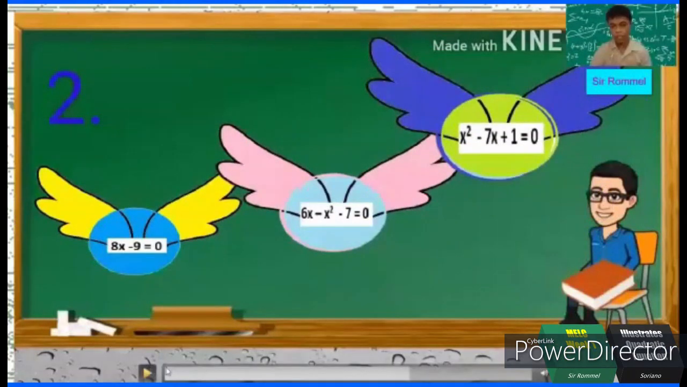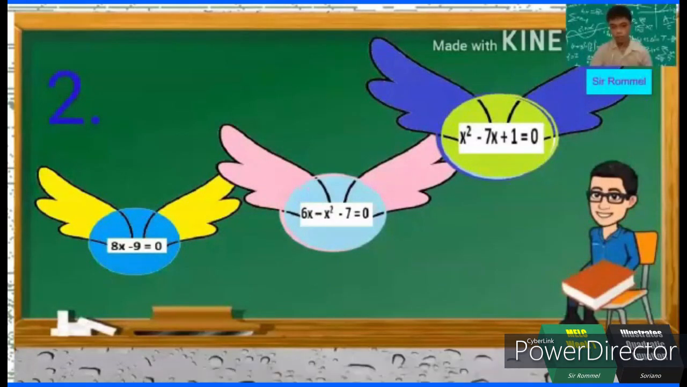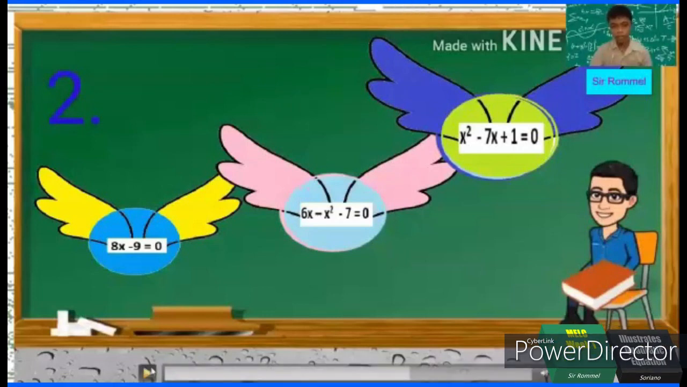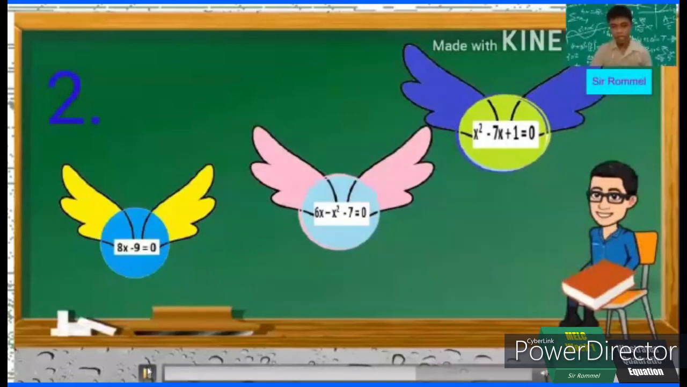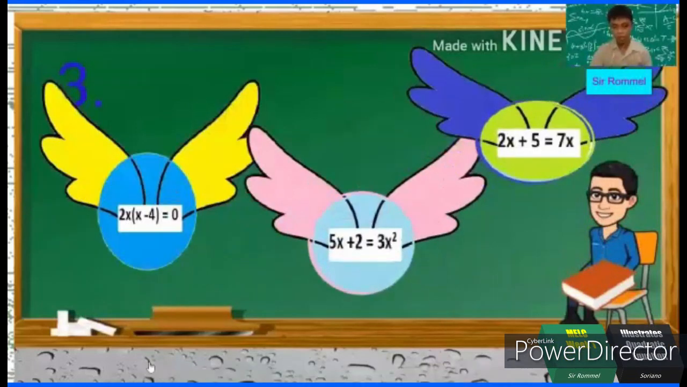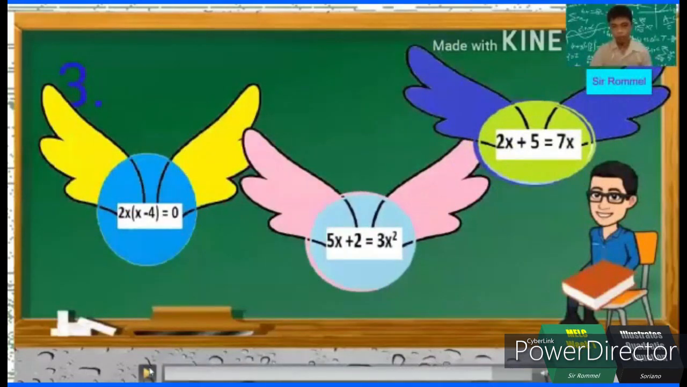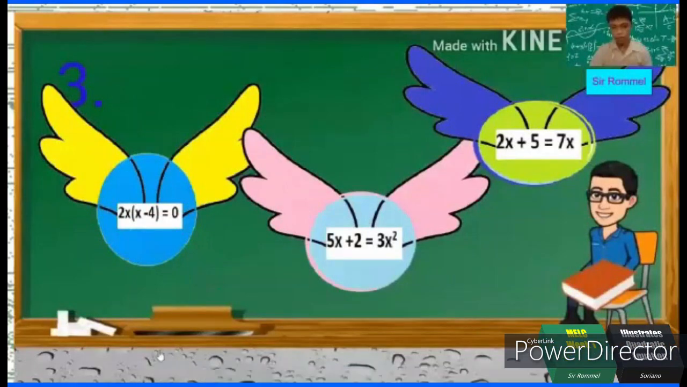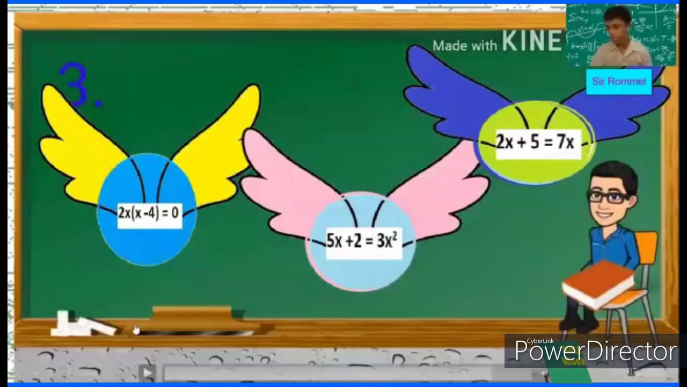Okay, 10 seconds. The correct answer is 8x minus 9 is equal to 0. Okay, congratulations sa mga nakakuha. For number 3, which is not belong to the group. The correct answer is 2x plus 5 is equal to 7x. Okay, congratulations.